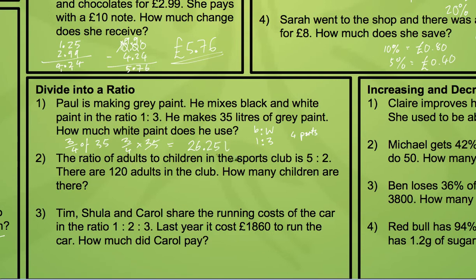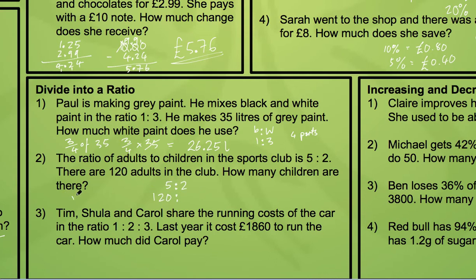The ratio of adults to children in the sports club is 5:2. There are 120 adults in the club. How many children are there? So this is a case of scaling up. 5:2 for adults to children is the same as 120 to what? I have to think of what number I multiply 5 by to get up to 120.